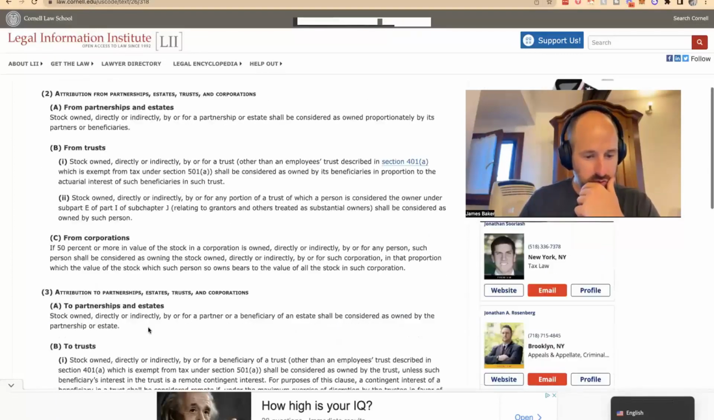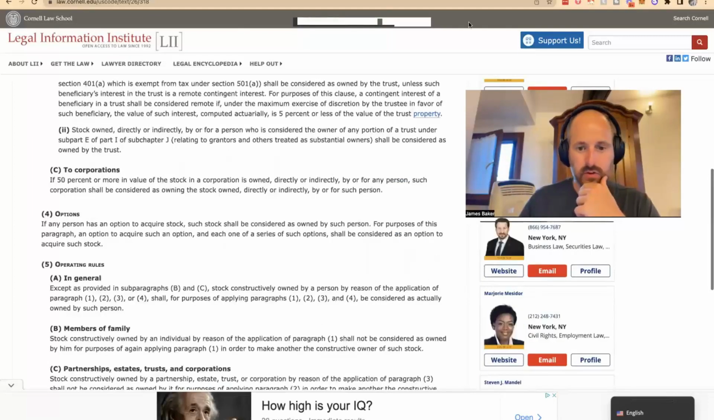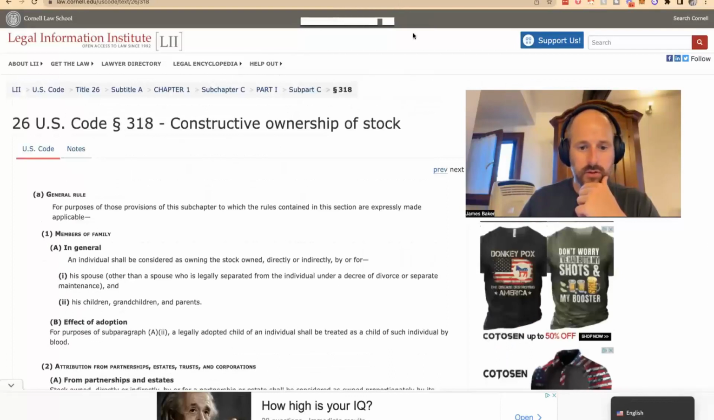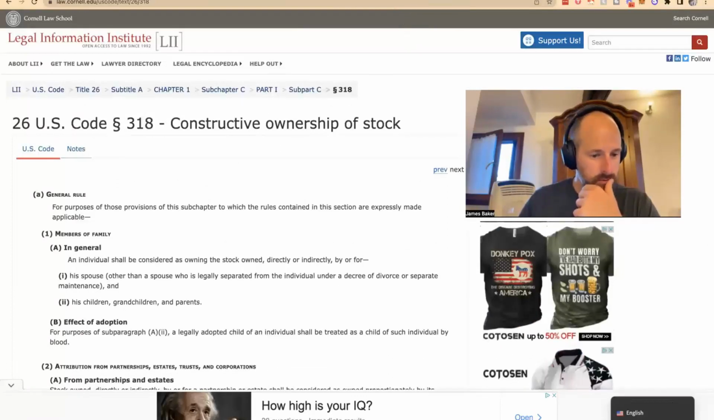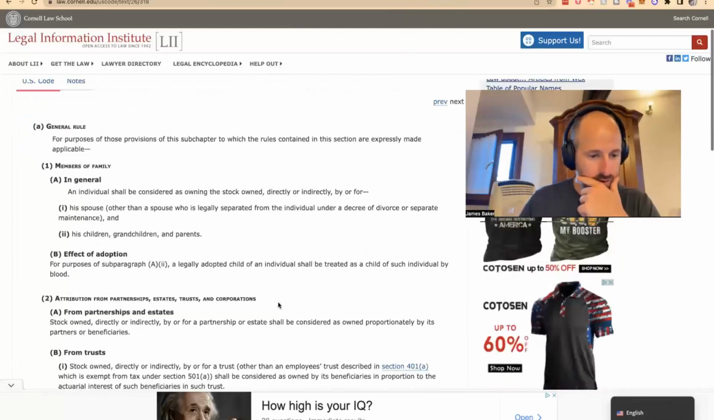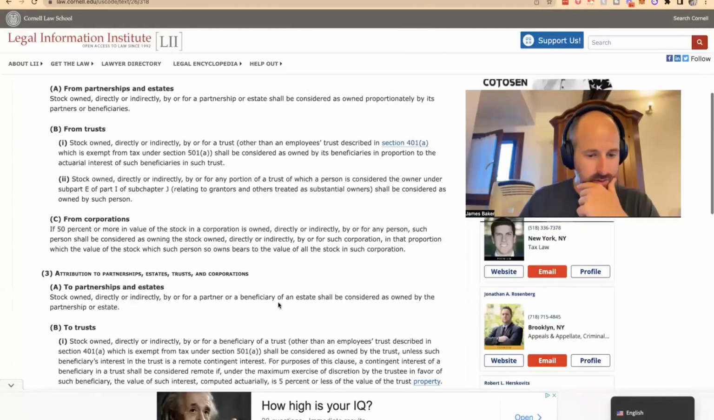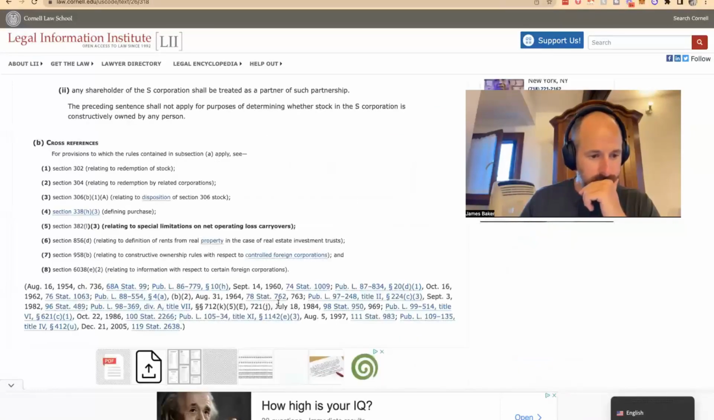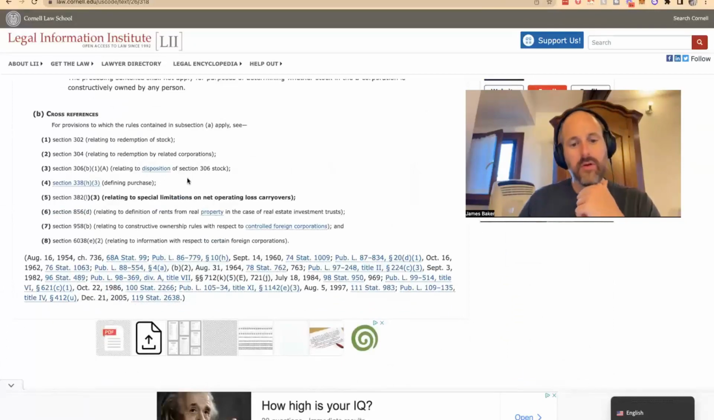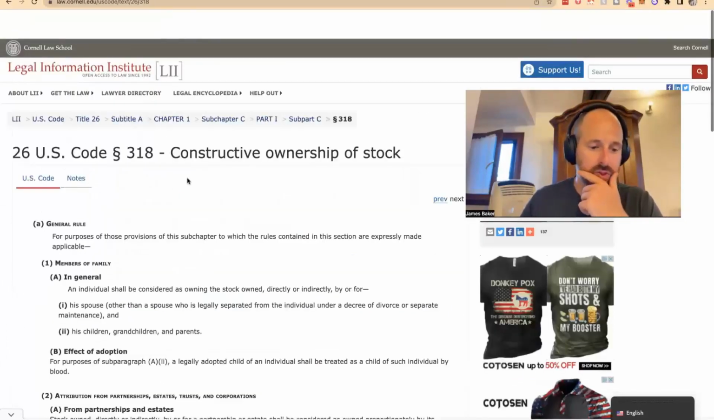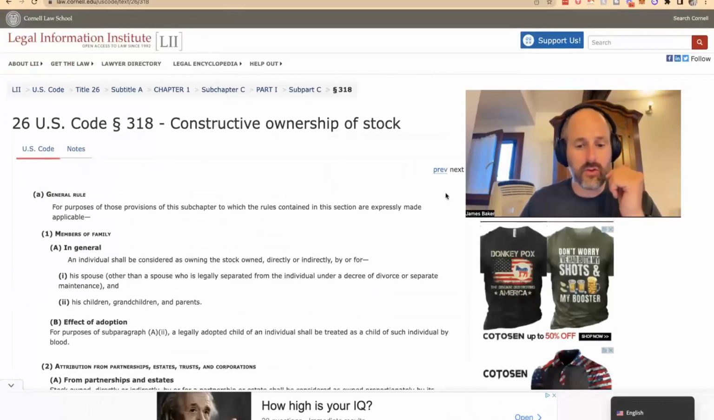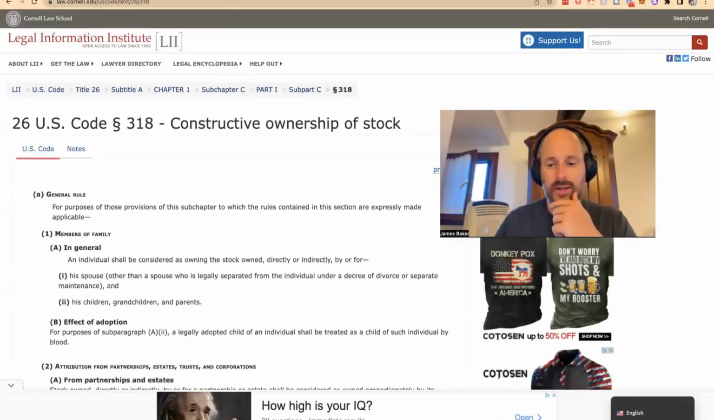There's the other code section, there's two ways to consider it. It was the constructive ownership. I really thought it was 267. It's 318. I remember that one. Whatever. So constructive ownership of stock is a related party thing. So yes, your wife is a related party and you have to report that.